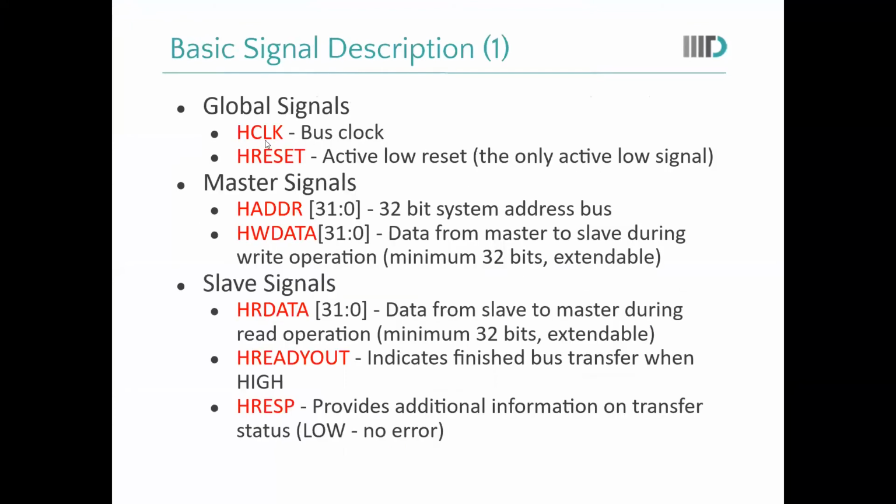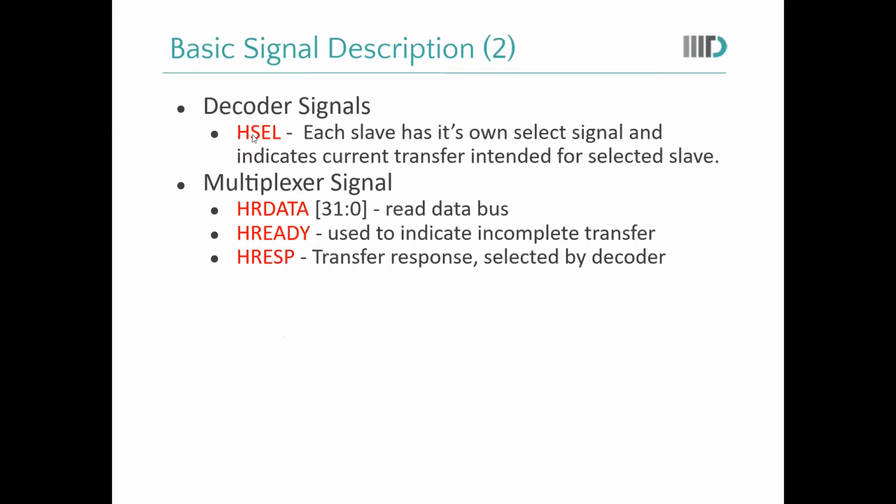Basic things, the descriptions: clock and reset, which are basic. HADDR, which is the address bus. HWDATA, which is the write data. HRDATA is the read data. HREADYOUT is used to indicate the finish of a bus transfer. HRESP provides additional transfer status. HSEL indicates the select signal. HRDATA is the multiplexer that receives the data, ready and response signals from the slave.